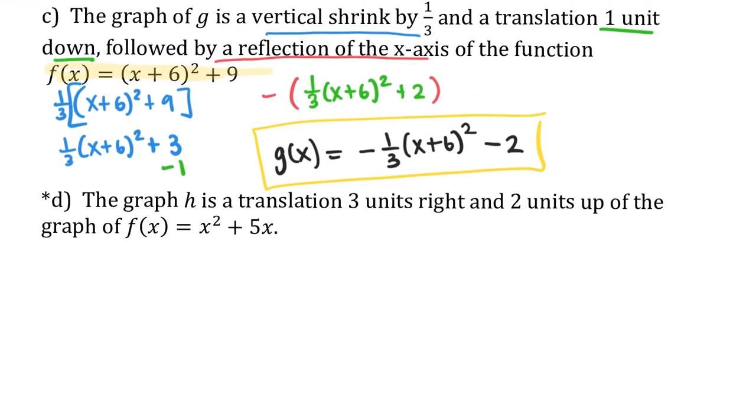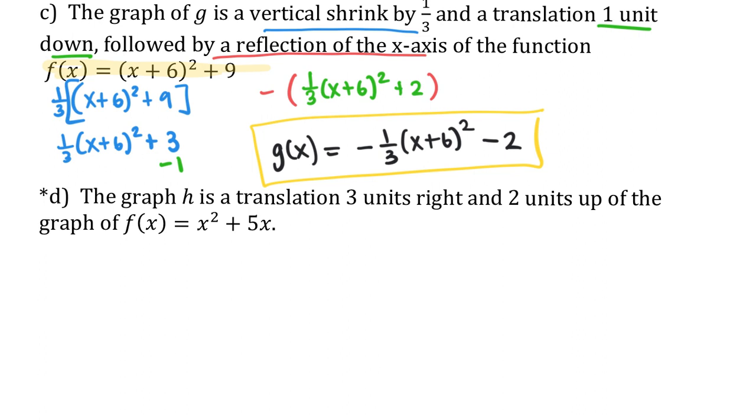Let's look at D. D has a star because it's going to be extra. Okay, the graph of h is a translation 3 units right and 2 units up of the graph of f of x equals x squared plus 5x. Let's start with 3 units right. It's going to look weird though, because 3 units right is going to be x minus 3. But where do I put that? Well, I have to put it in both places it has the x. So it's going to go 3 units right, and this also goes 3 units right.